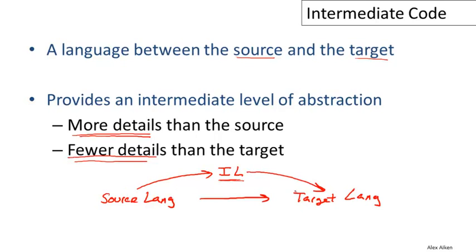Experience has shown that it's actually a pretty good idea to have an intermediate language, and almost all compilers have an intermediate language in their implementation, and some compilers have more than one. Some compilers actually translate through an entire series of intermediate languages between the source and the target language. Now, we're only going to consider one intermediate language for the rest of this course.